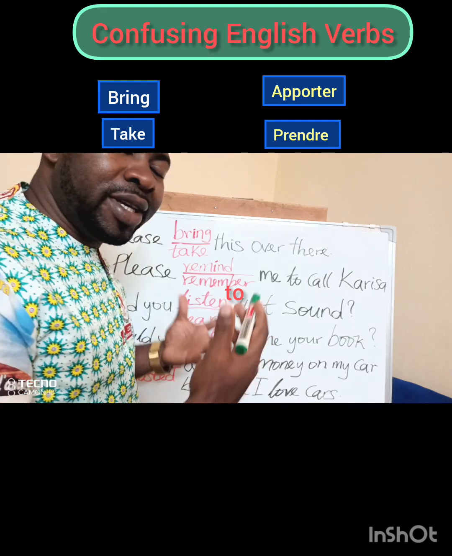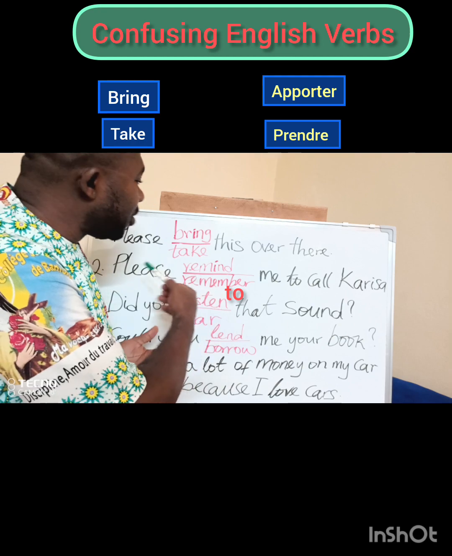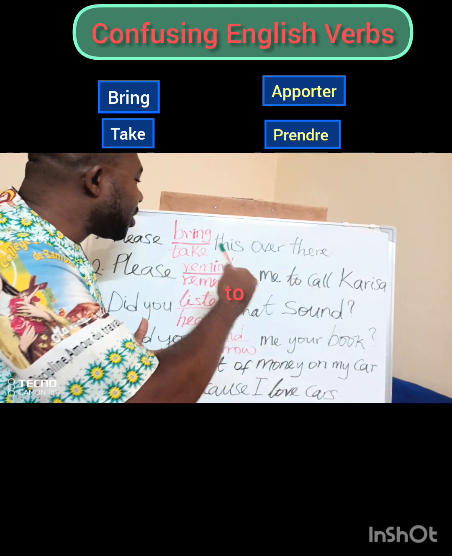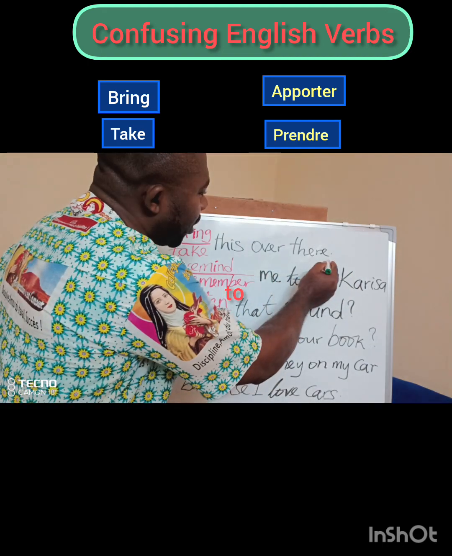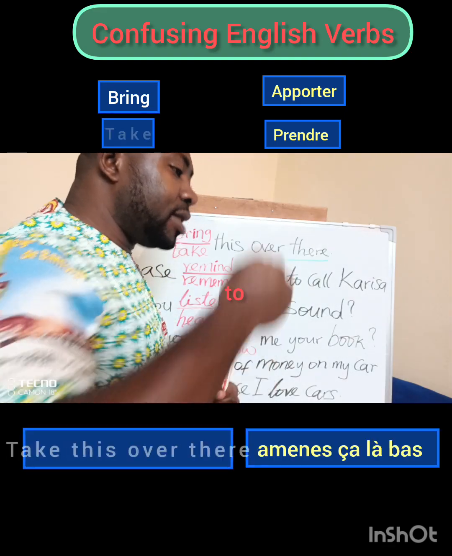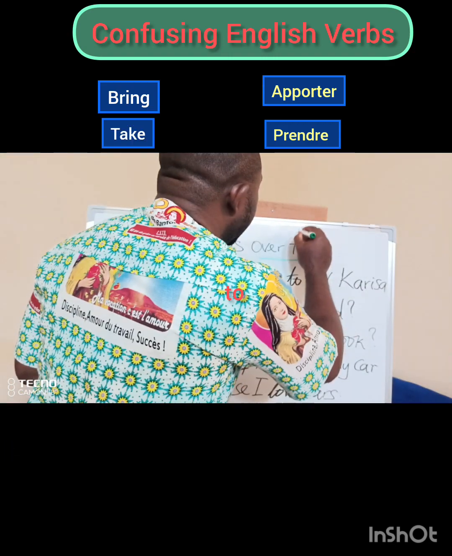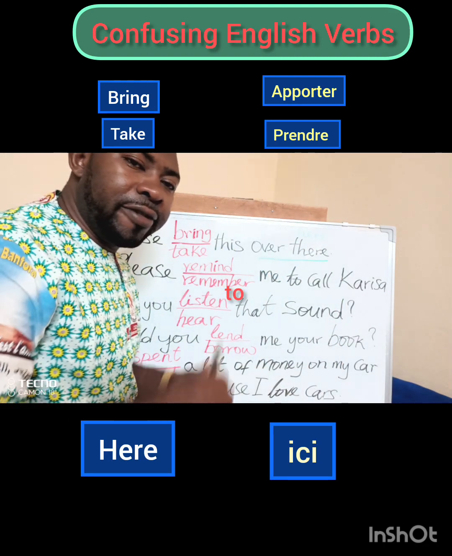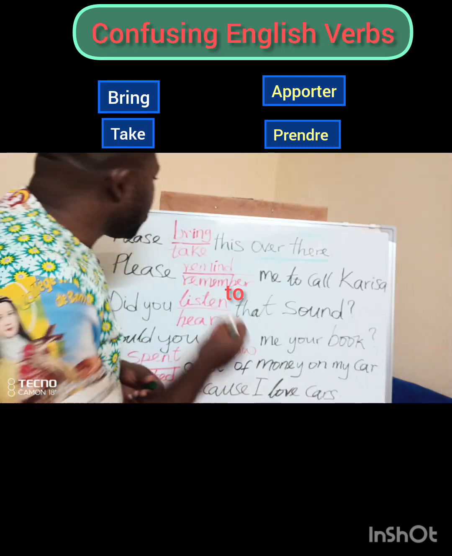Now, we should be interested in the construction of the sentence. According to the sentence, bring this over there or take this over there. Now, we look at here. So the right thing should be take this over there. If what we have here is here, in French ici, here, ici, we shall be using bring.